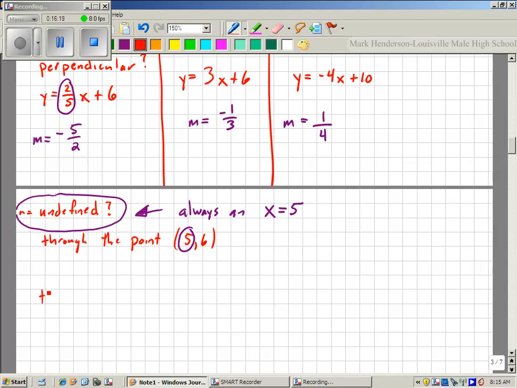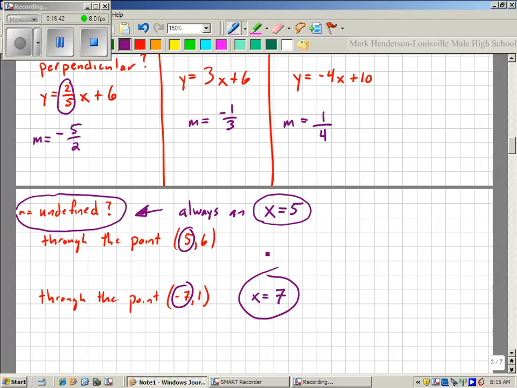If I had the same question through the point -7, 1, x equals how much? -7. Because if you think about it, when it's undefined, it's a vertical line, which is why we get this. Okay? Everybody happy? Any questions? Do you have a question? Okay. Add that onto the recording. -7. Thank you.